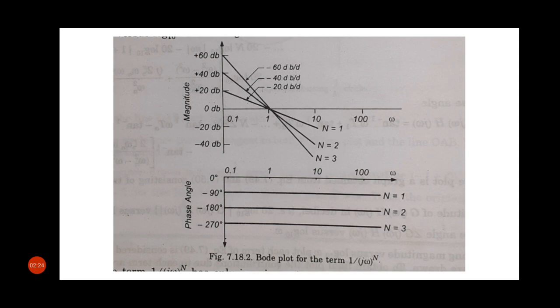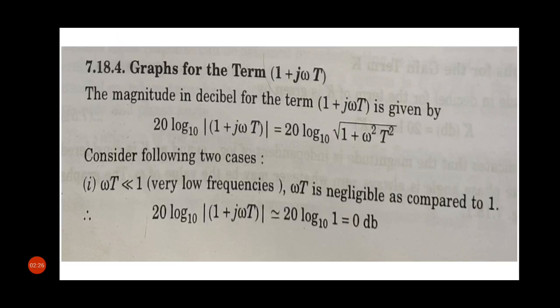Okay, now see the graphs for the term 1 plus j omega t. This graph we have already discussed in a previous lecture. So see here the magnitude in decibels for the term 1 plus j omega t, that means a normal zero. It is given by 20 log 10 mod of 1 plus j omega t. This is equal to 20 log 10 root under 1 plus omega square t square.